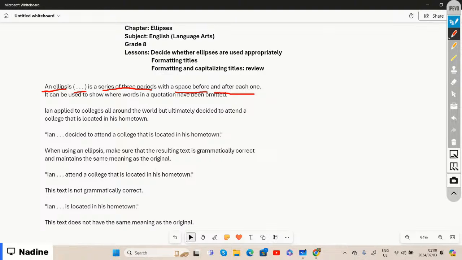All right. And within ellipses, there is a series of three periods. And when we say periods, it means dot, dot, dot, with a space before and a space after each one, right? It can be used to show where words in a quotation have been omitted. Omitted, sorry.